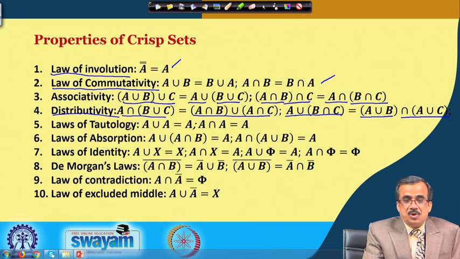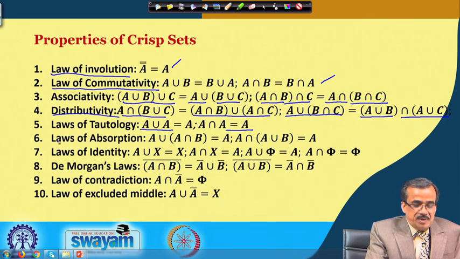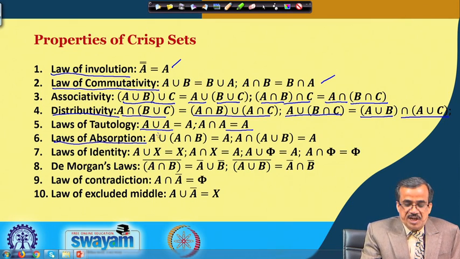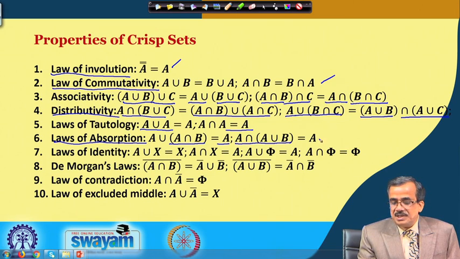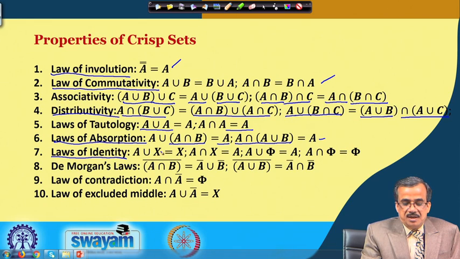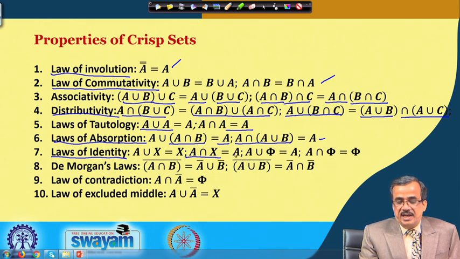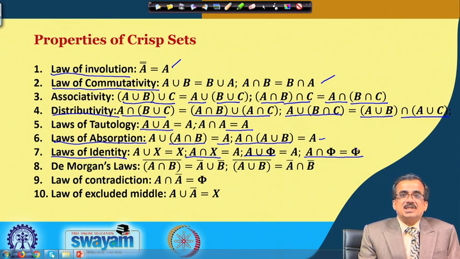Next are the laws of tautology, that is A union A is nothing but A, and A intersection A is equal to A. Next come the laws of absorption, which state that A union (A intersection B) is equal to A, and another statement, A intersection (A union B), is nothing but A. Then come the laws of identity. A union X, where X indicates the universal set, is equal to X. Then A intersection X is nothing but A, A union the null set is nothing but A, and A intersection the null set is nothing but the null set.